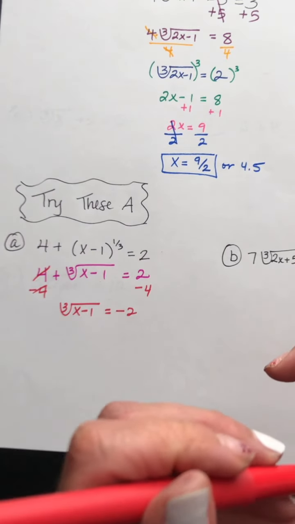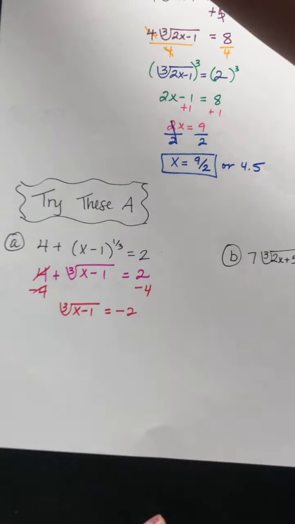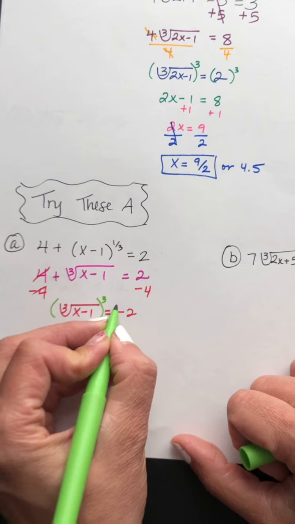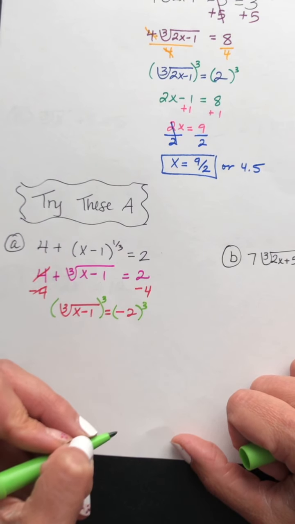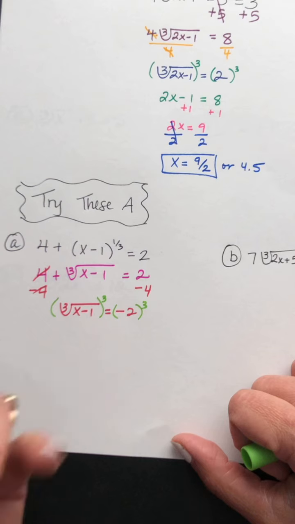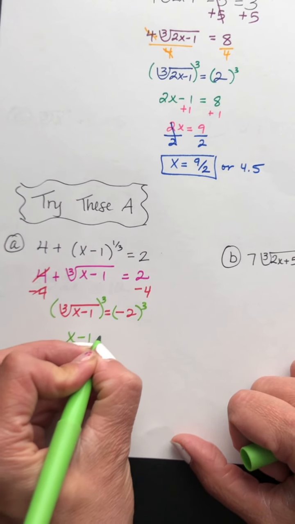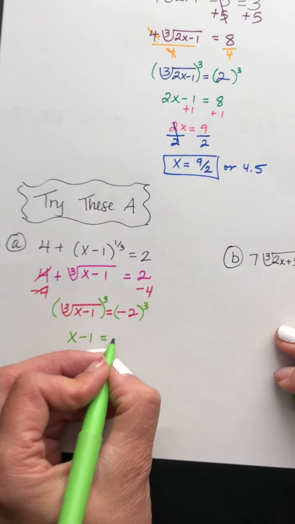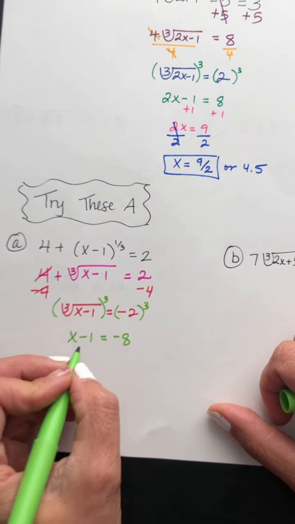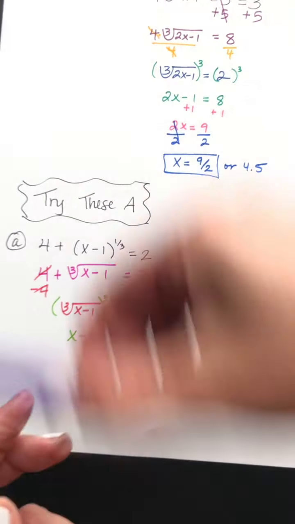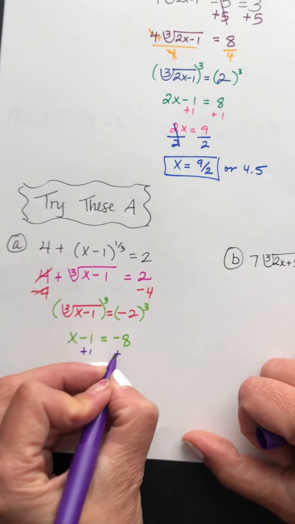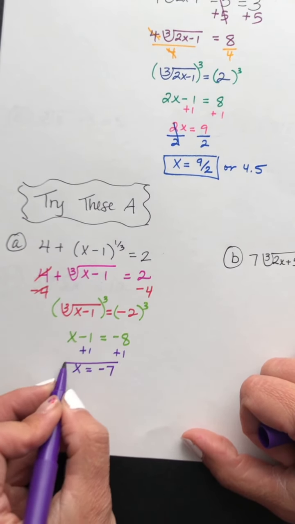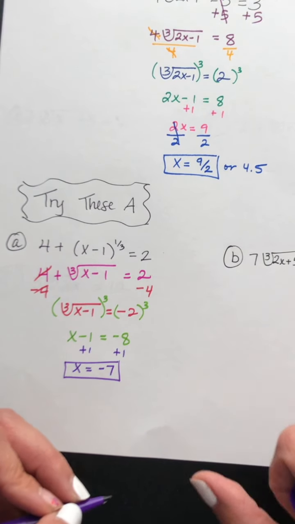Okay, and now we have to undo the cubed root. So to undo a cube root, we have to cube it. But whatever we do to one side, we must do to the other. And when we cube a cube root, poof, the stuff inside gets to come out. And -2 times -2 times -2 is -8. All right. One more step to go. We just have to add 1 to both sides. -8 plus 1 is -7. So that one ended up being an integer.